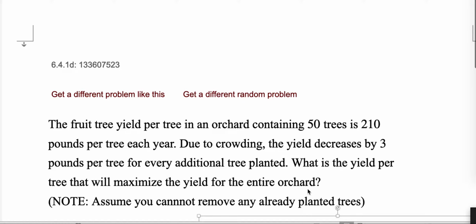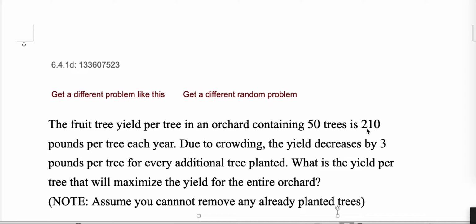Anyway, so we're not going to chop down any trees. All right, so I need an expression that is going to represent the yield for the entire orchard. Now, if we were to try to do it at this moment in time, we would say 50 times 210, and that would give us our yield.